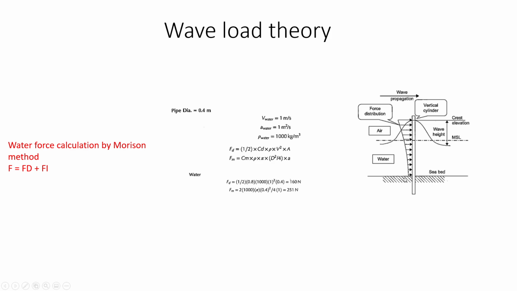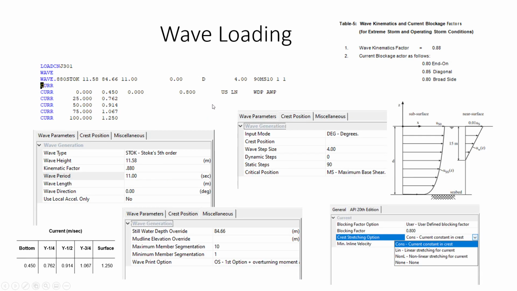Here one member is taken, and there is the water particle velocity, and the water density is given here. Just substituting these, you will get the wave force. This is a simple calculation to familiarize with the wave load and how we calculate it. The software is doing it like this only. So wave force F equal to FD plus FI, and these are the wave load parameters we have to give.